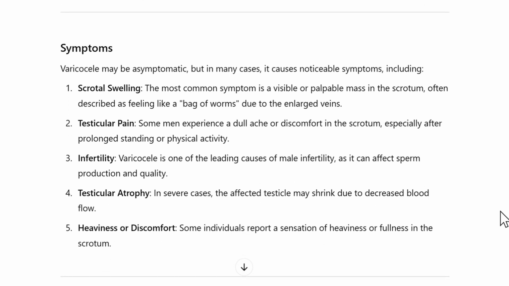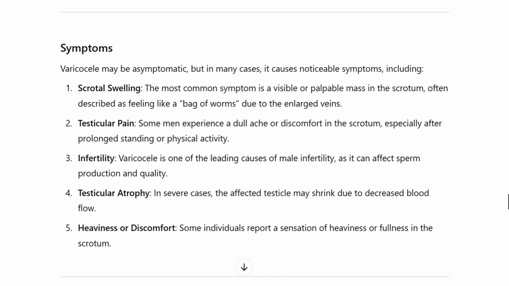Symptoms. Varicocele may be asymptomatic, but in many cases it causes noticeable symptoms, including: 1. Scrotal swelling. The most common symptom is a visible or palpable mass in the scrotum, often described as feeling like a bag of worms due to the enlarged veins. 2. Testicular pain. Some men experience a dull ache or discomfort in the scrotum, especially after prolonged standing or physical activity.